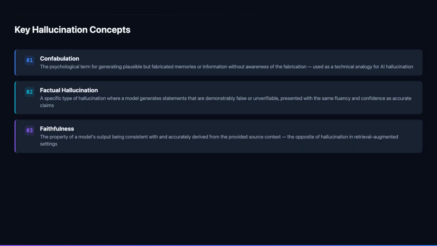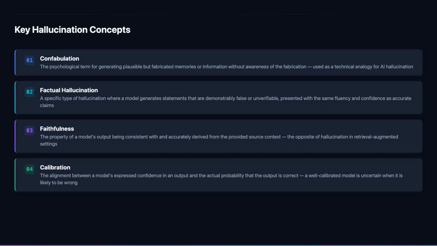Faithfulness measures whether a model's output is consistent with and accurately derived from the source context provided to it. The retrieved documents in a RAG system, the document being summarized, or the data extracted from a database. A faithful response stays within the bounds of what the source context says and does not introduce information from outside that context. Faithfulness is a distinct property from factual accuracy. A model can be faithful to a source document that is itself inaccurate. However, faithfulness is a highly desirable property in practice because it keeps AI outputs anchored to verifiable, auditable sources and dramatically reduces the risk of fabrication.